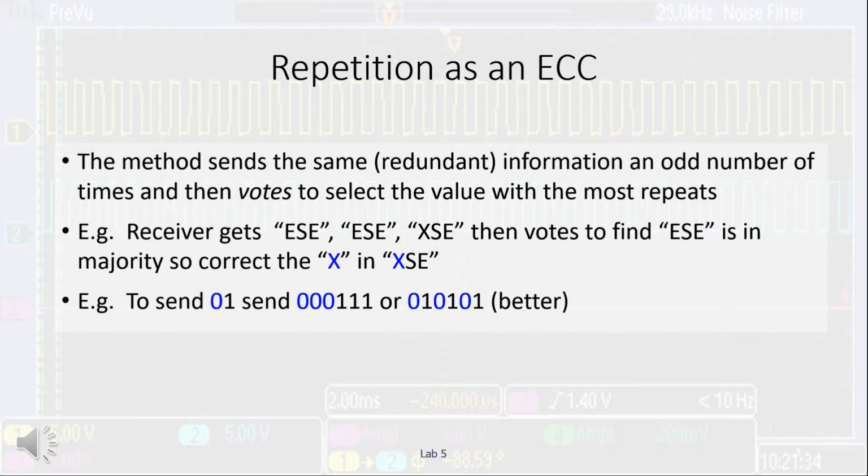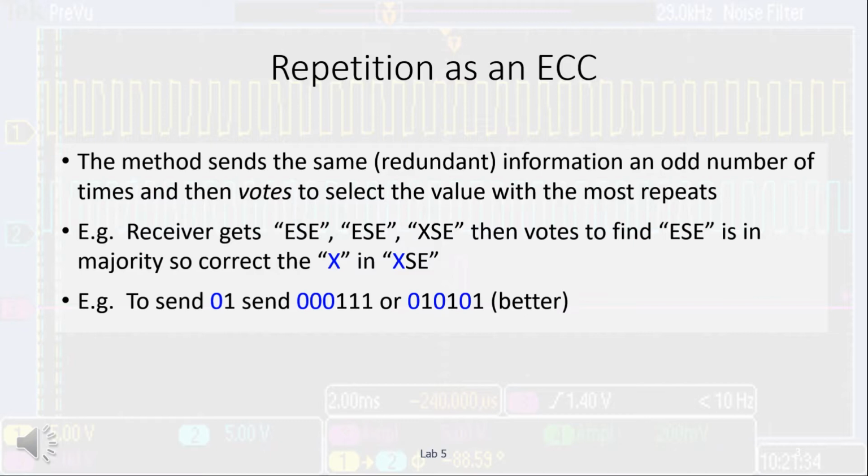When using repetition as an error correcting code, the sender sends the same information a repeated number of times, and then the receiver votes to select the one in the majority. Here's an example. If the sender sent ESC, ESC, ESC 3 times, but the receiver gets ESC, ESC, and XSC, well, ESC is in the majority, so by voting 2 out of the 3 repeats that it received, it saw ESC. So it will correct the X, and basically say that the received information was ESC.